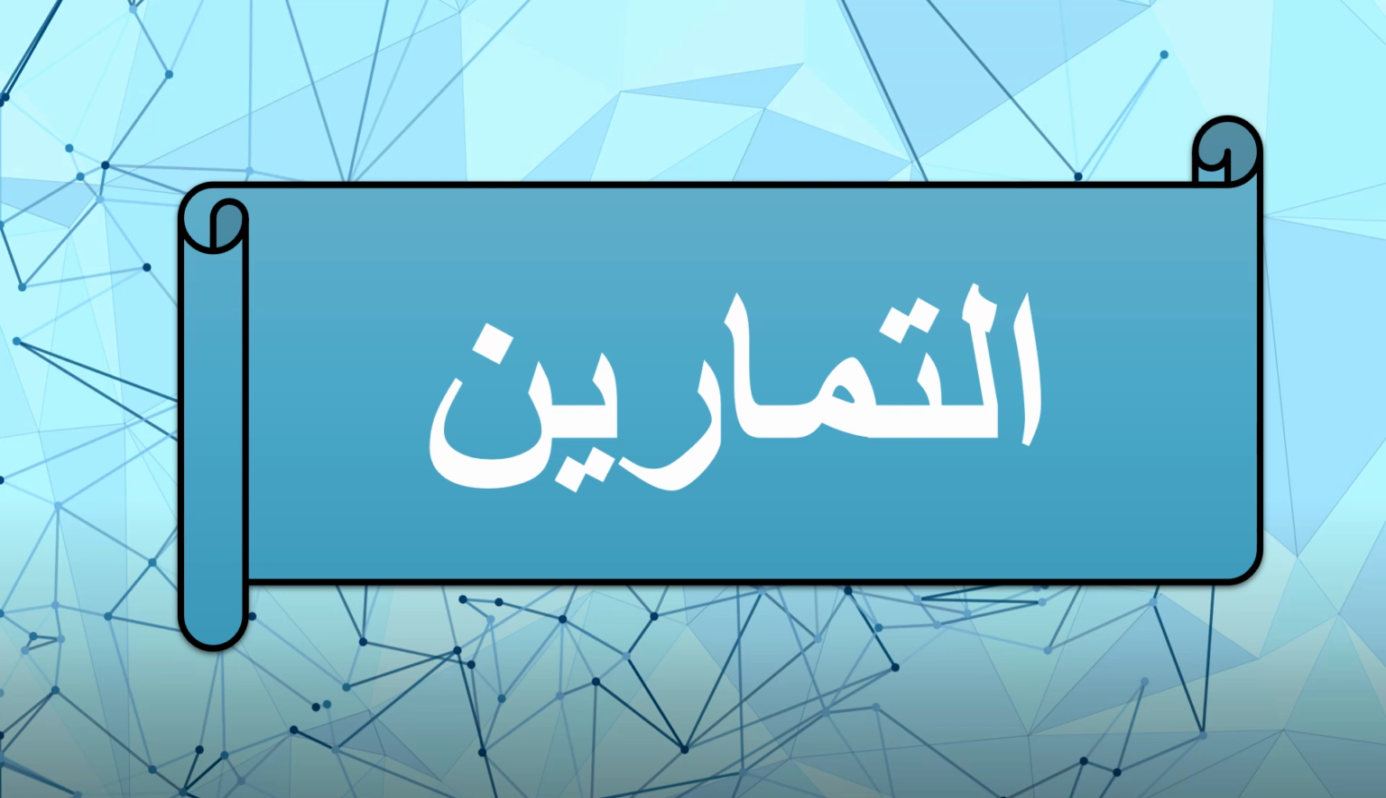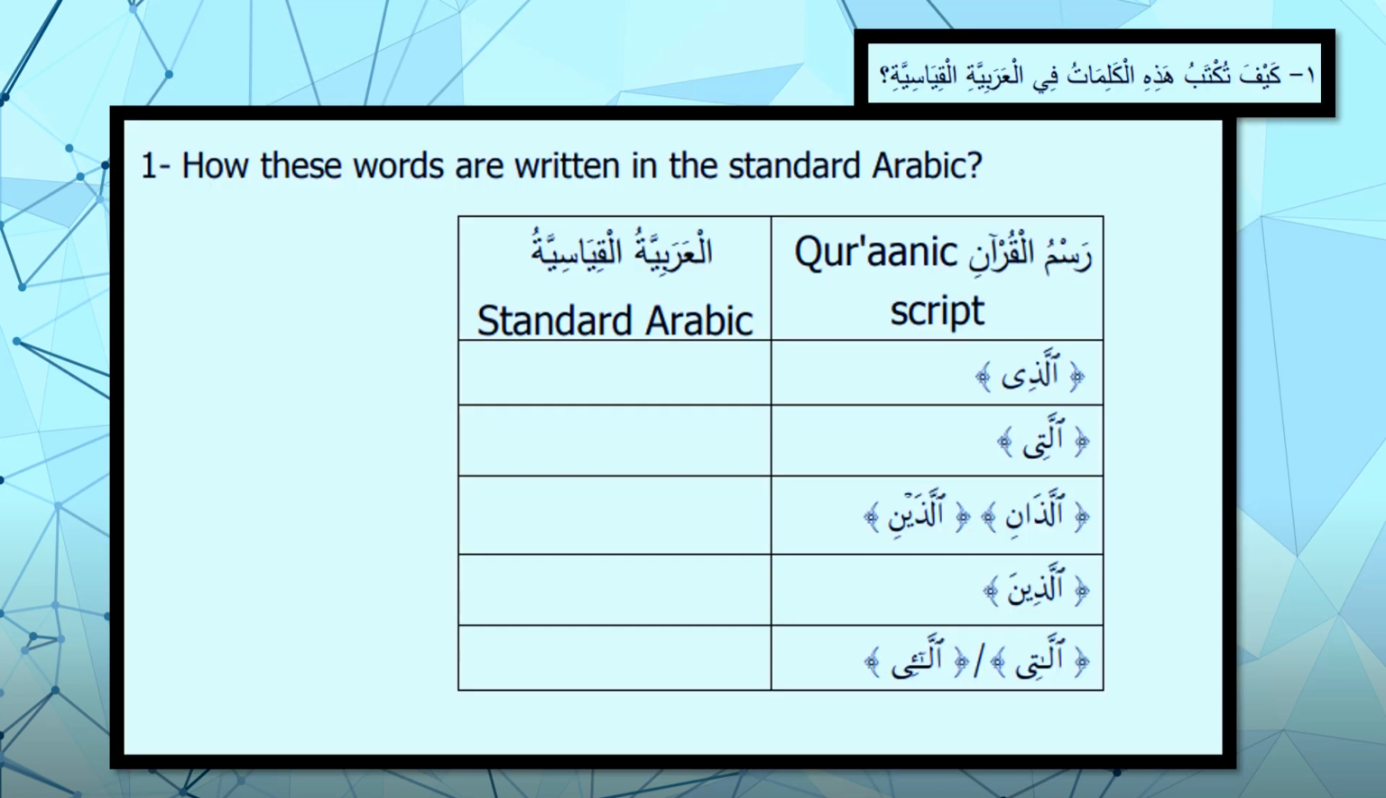Let's check the tamarin, or the exercises, on ism mausool. The first question here is: kayfa taktubu hadhihi al-kalimat fi al-Arabiyya al-qiyasiyya. It's a printing mistake. It means: how do you write these words in standard Arabic?